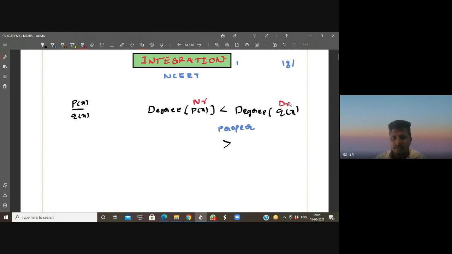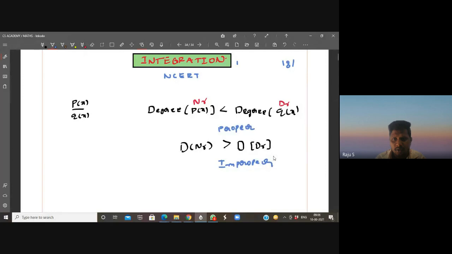This is the denominator. So what do you observe, students? The degree of numerator is greater than the degree of denominator. Simply, I have written like this: degree of numerator, meaning degree of p of x, is greater than degree of q of x. Then it is called improper, right?